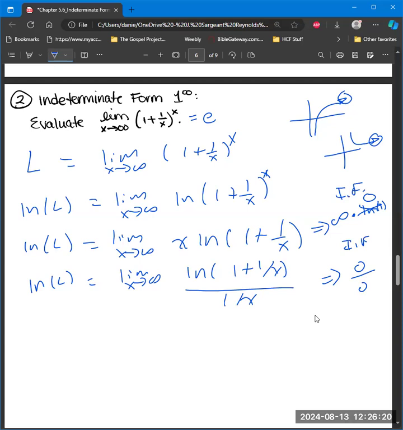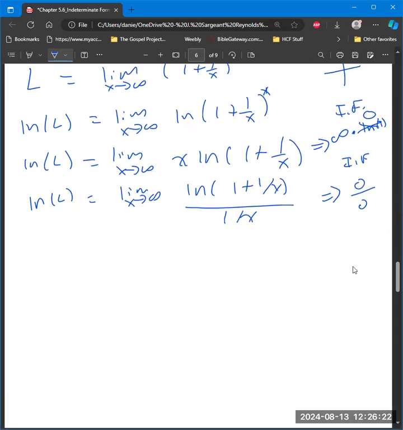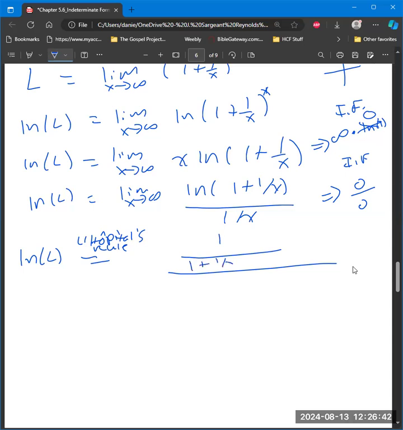So is this one. Now this indeterminate form lets me use L'Hopital's rule here. And I'm going to take the derivative of the top. So that's 1 over 1 plus 1 over x, times the derivative of what's on the inside. And then the derivative of what's on the inside here, like that. Let's go ahead and rewrite that.